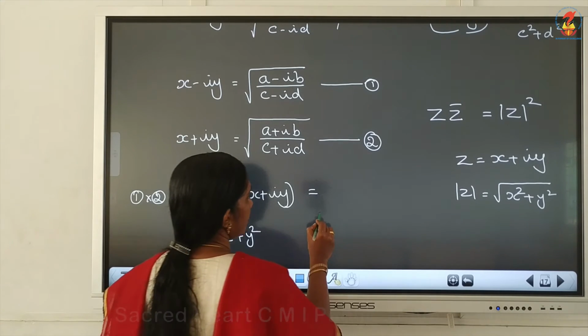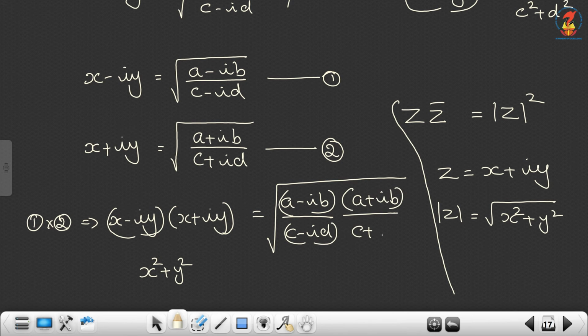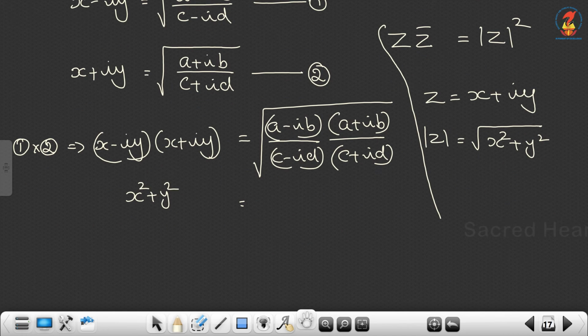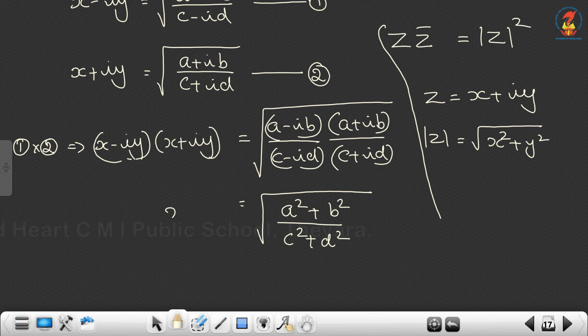And right side, put a root symbol. Then inside we can write these two: (a − ib)/(c − id) into (a + ib)/(c + id). So here also multiply. Or we can write (a − ib) into (a + ib) is a² + b², denominator c² + d². So this is x² + y².